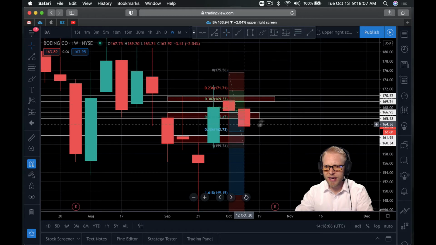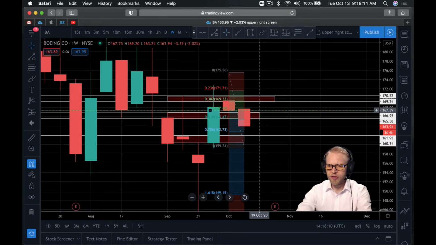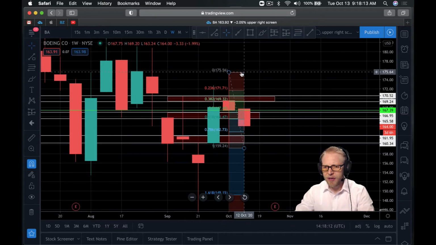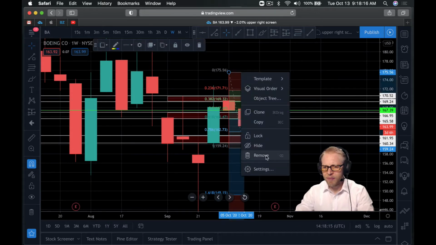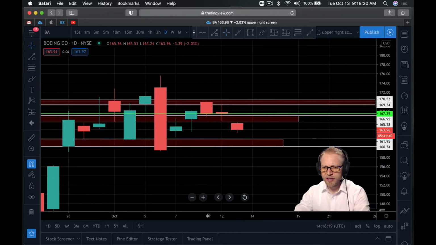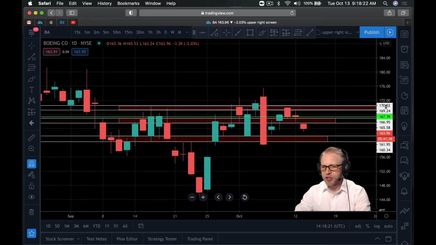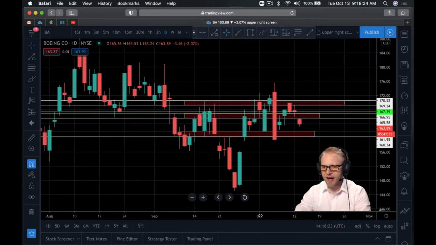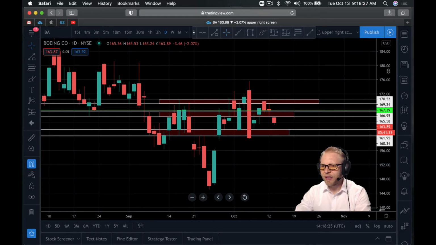So let's go ahead and make a line right where the 50% is, and that would be right there. Okay, now let's delete our Fibonacci. I just wanted to see the measurement. And let's go down to a lower time frame. Here's the daily.